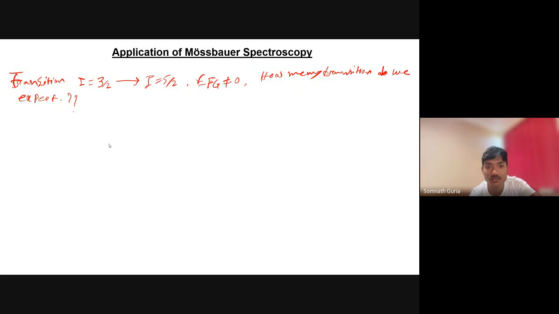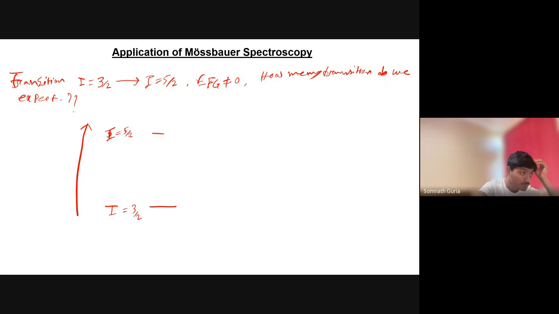Okay, so we'll start calculating. We have our initial transition, we have an energy level over here and an energy level over here. We have a transition from I equals 3 by 2 here to I equals 5 by 2. Now the question is how many transitions are possible.